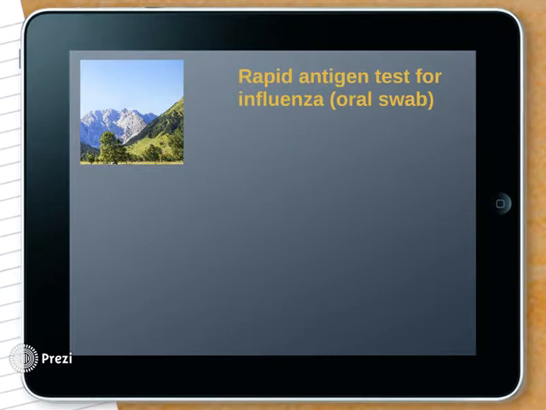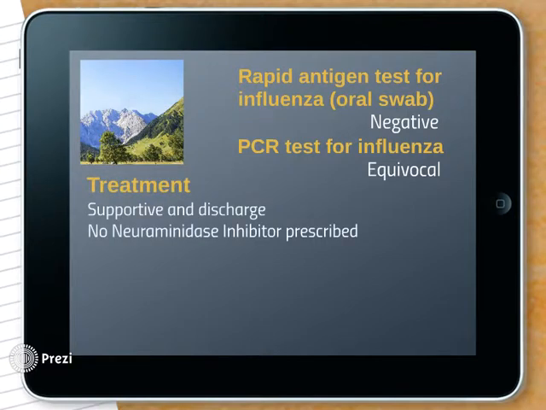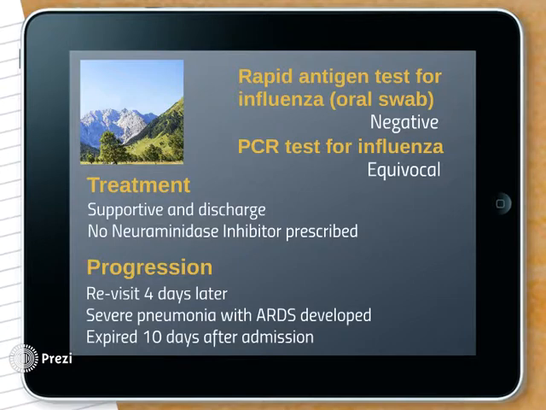The physician first ordered the rapid antigen test for the flu, and it turned out to be negative. Unfortunately, the lab was able to do the PCR test on that day, but it turned out to be equivocal, very unfortunate. So the gentleman received supportive care and was discharged home with no neuraminidase inhibitors prescribed. Although I don't want to talk about this because Michael is obviously very against this therapy, which is very prevalent in Taiwan. The patient progressed, revisited your ED 4 days later, developed severe pneumonia and ARDS, and finally expired 10 days after admission.